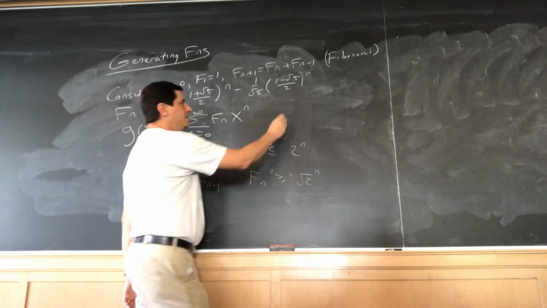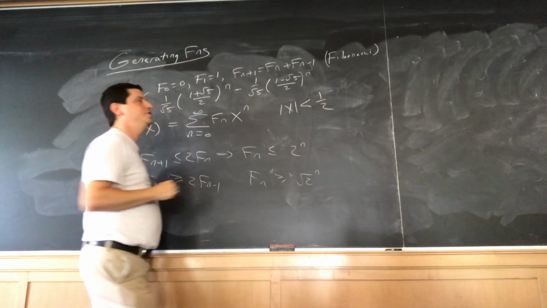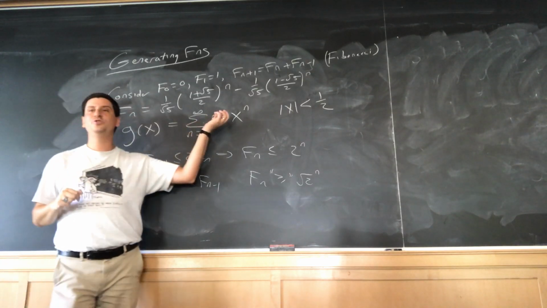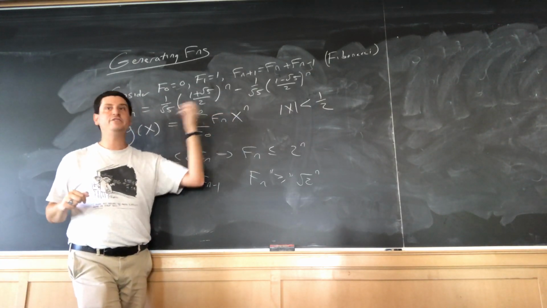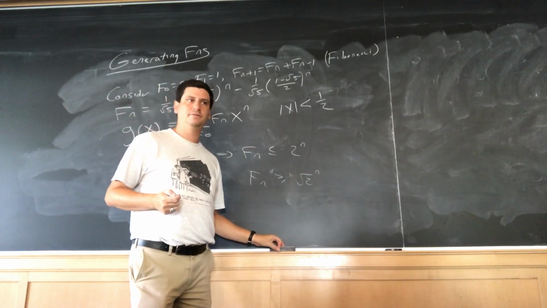So if I take the absolute value of x less than 1/2, this is going to converge by the ratio test. I can actually do better if I know the true size of the Fibonacci numbers, but this series will converge as long as the absolute value of x is less than 1/2.